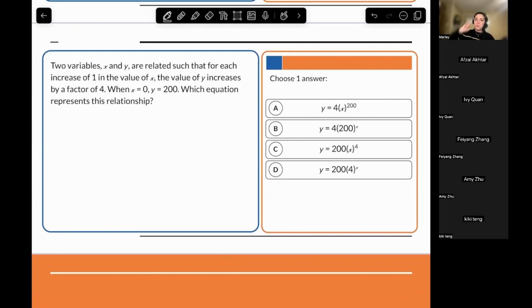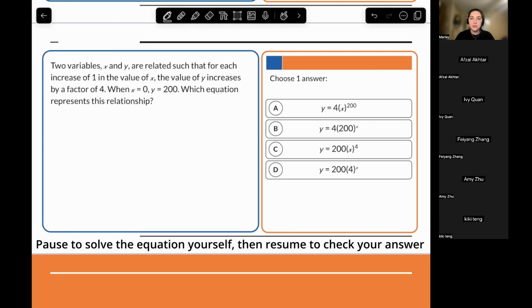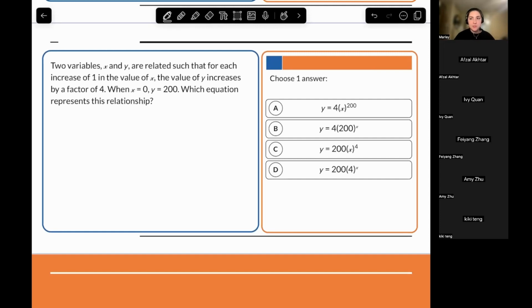So 2 variables x and y are related such that for each increase of 1 in the value of x, the value of y increases by a factor of 4. When x is equal to 0, y is equal to 200. Which equation represents this relationship? All right, so I'm seeing a few of the same answer, but I just want to quickly go over this one before we have to hop off.